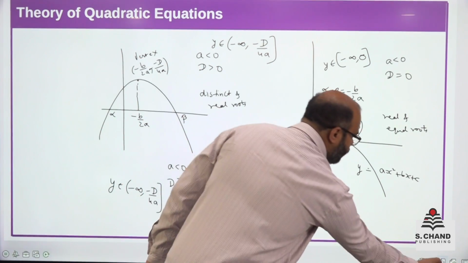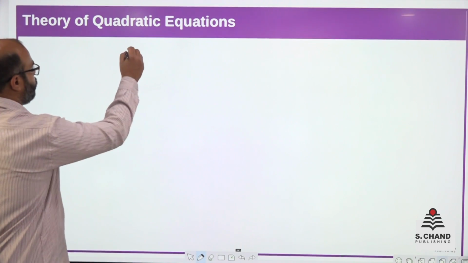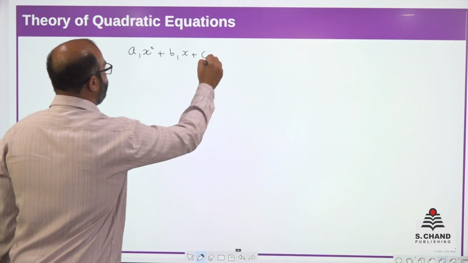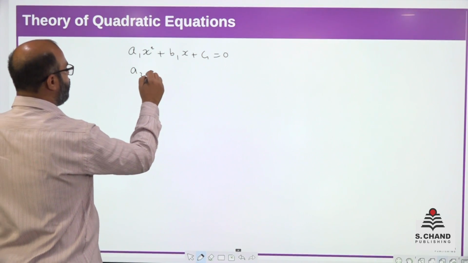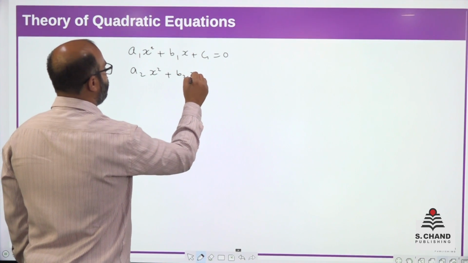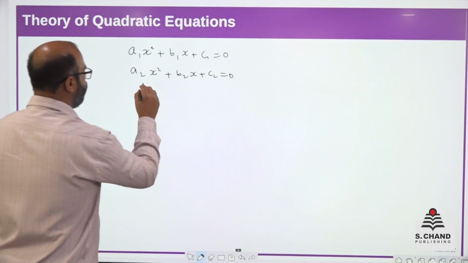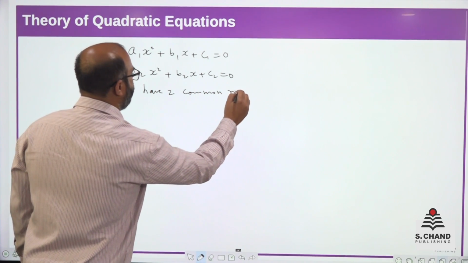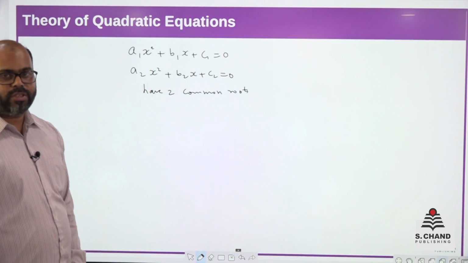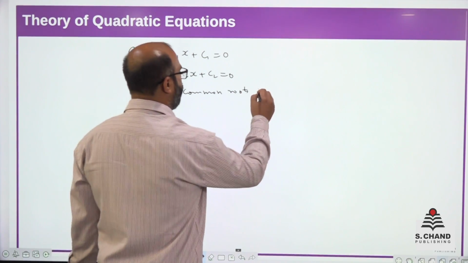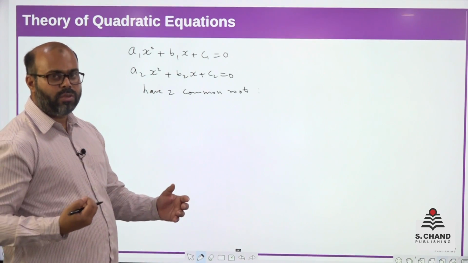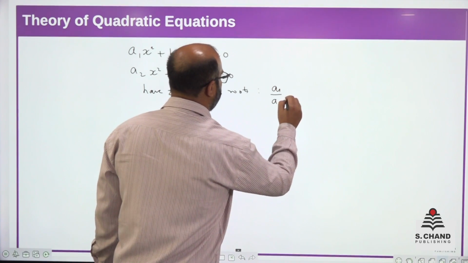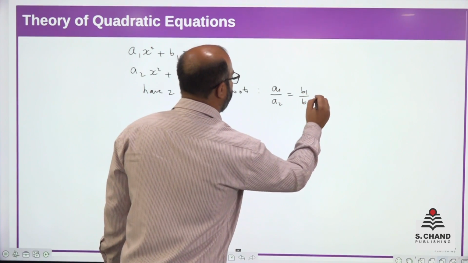Next what we see here is common root. So if a1 x square plus b1 x plus c1 equal to 0 and a2 x square plus b2 x plus c2 is equal to 0 have 2 common roots, then that means the coefficient of x square, coefficient of x and the constant are in the same ratio. Because they are overall the same equation, you will just take the constant out and divide it. So a1 by a2 is equal to b1 by b2 is equal to c1 by c2.